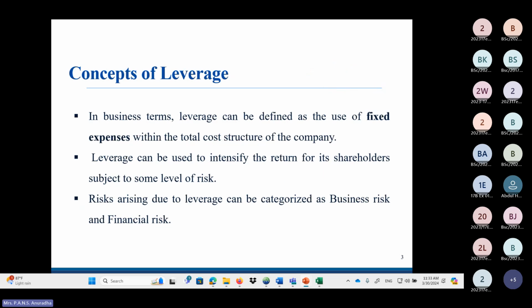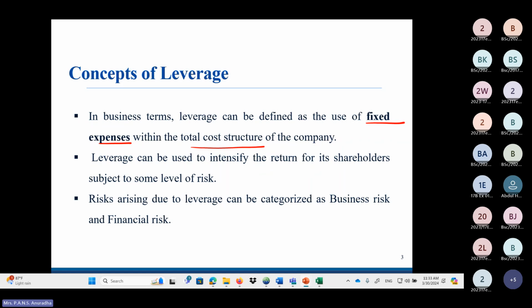What is leverage? In Sinhala we call it තෝලනය. So leverage, in business terms, can be defined as the use of fixed expenses within the total cost structure of the company. Fixed expenses, fixed cost.